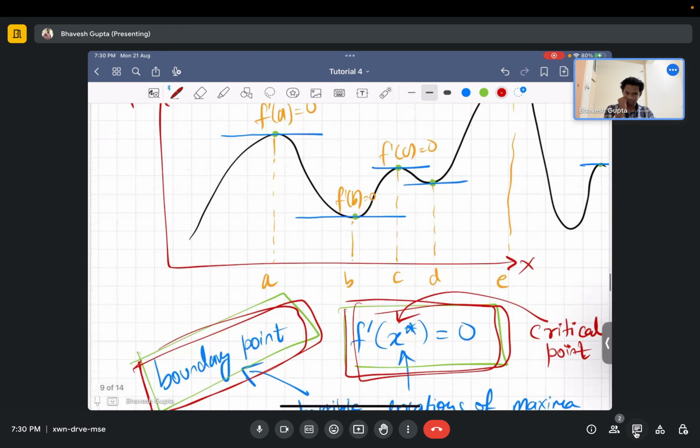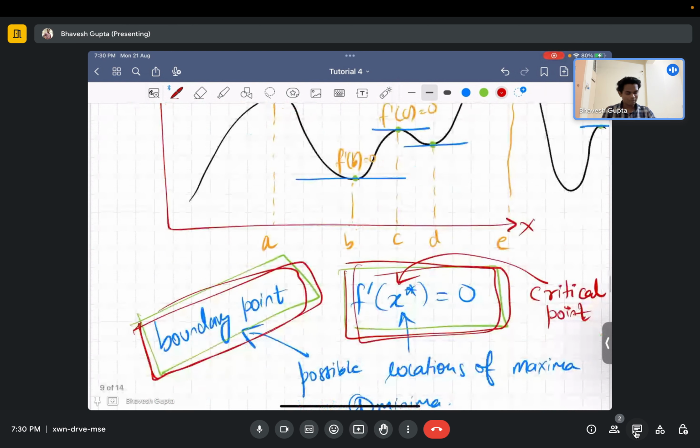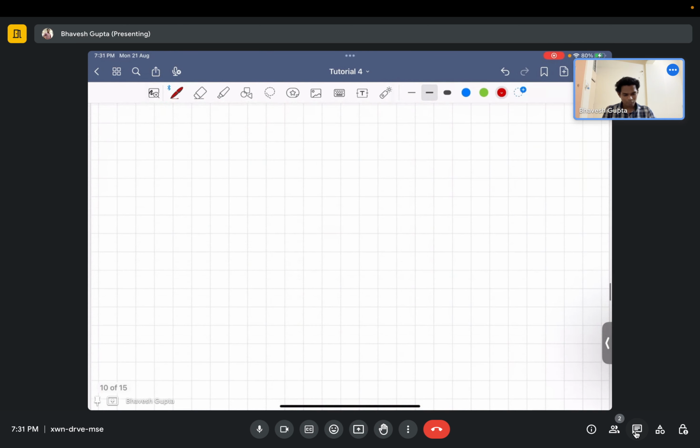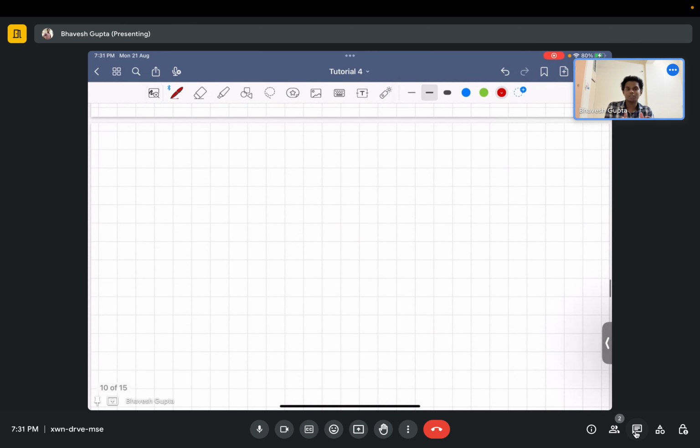So that's the idea. Now the next part of the discussion is how can we know whether I have a point of maximum or a point of minimum. I know how to get the locations of maximum and minimum, but I don't know how to distinguish them. How do I know this is a point of maximum or minimum? How can I make sure?